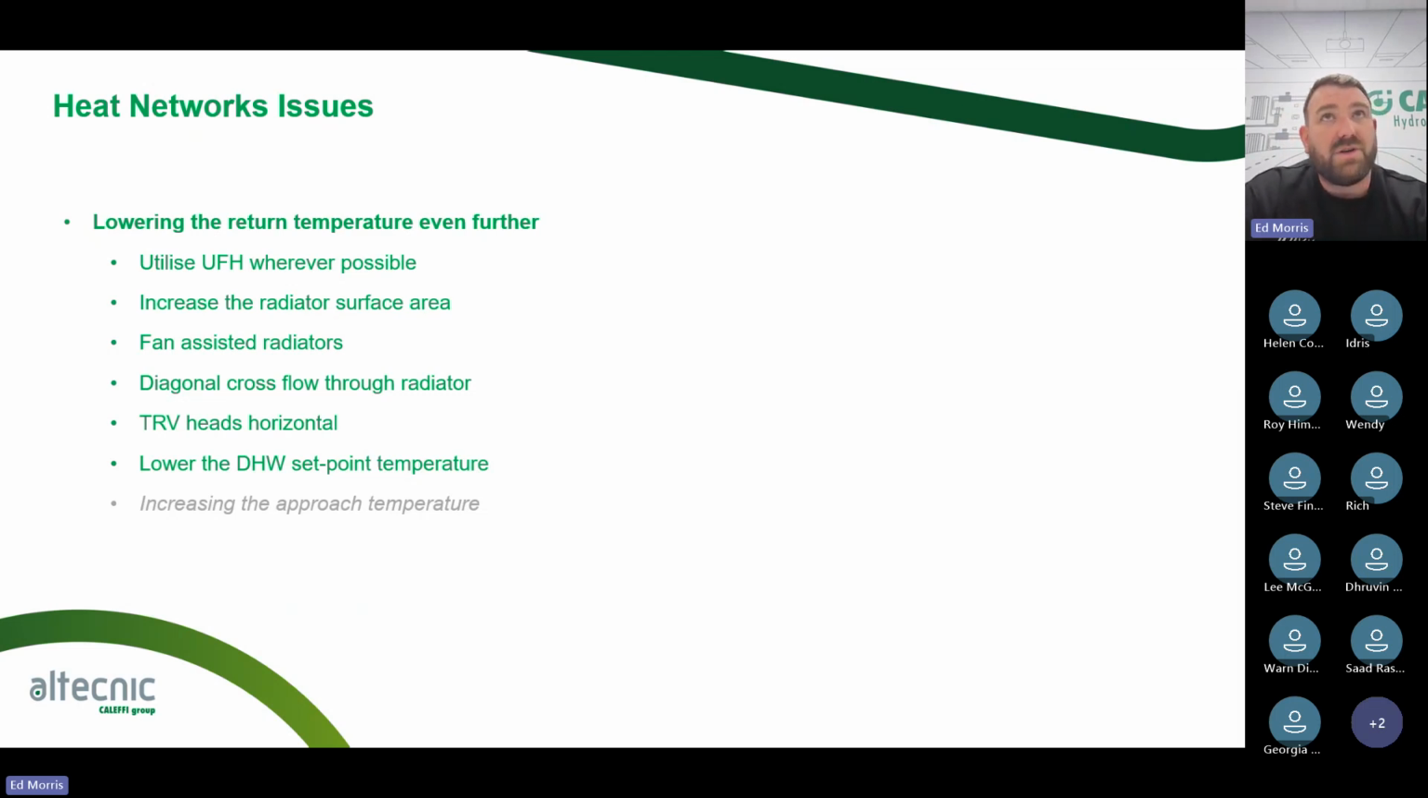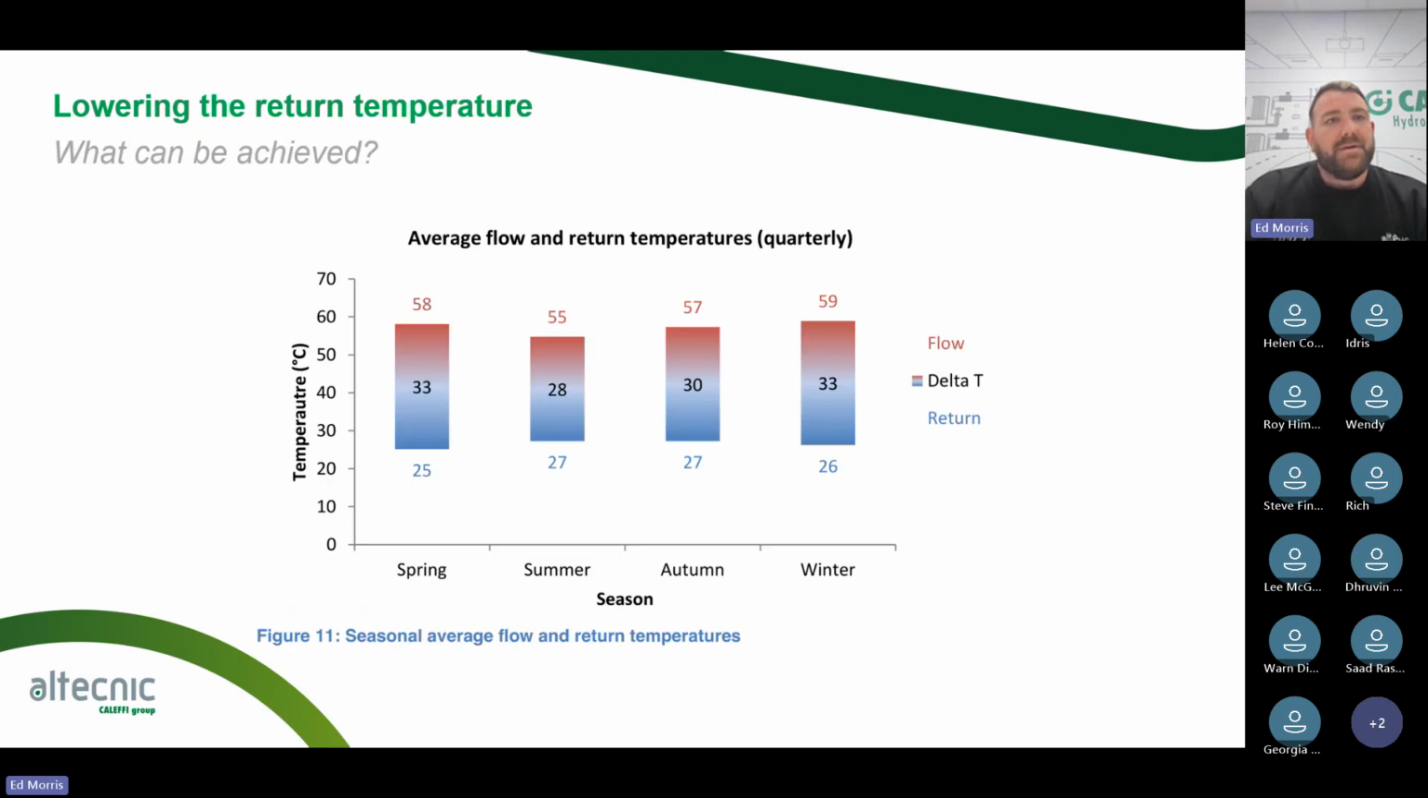Put your TRV heads on the horizontal. The valve will operate more efficiently when you do this. Look at the domestic hot water set point temperature. Do you need 55 degrees? Can you drop it down to 50 degrees? Thinking about things like this is important, and don't always look at increasing the approach temperatures to try and increase this. It's a no-no. Now, there are things that we can do within a network to increase the efficiency of it. So, what can we actually achieve?